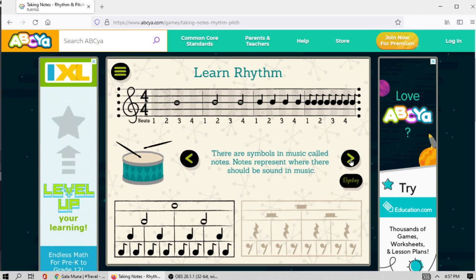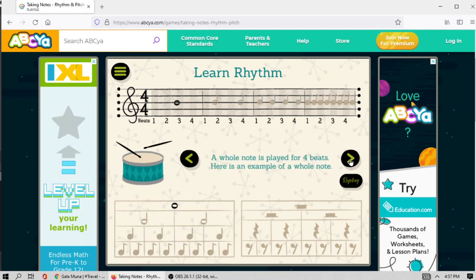There are symbols in music called notes. Notes represent where there should be sound in music. A whole note is played for 4 beats. Here is an example of a whole note.